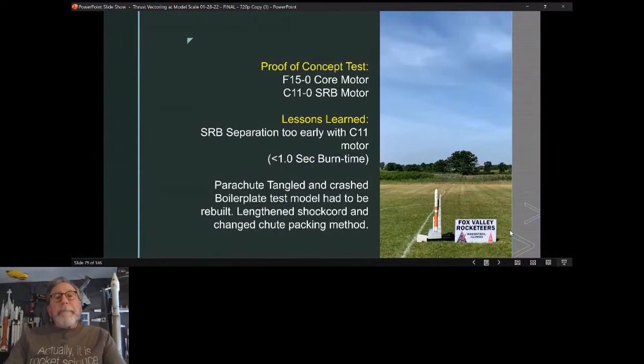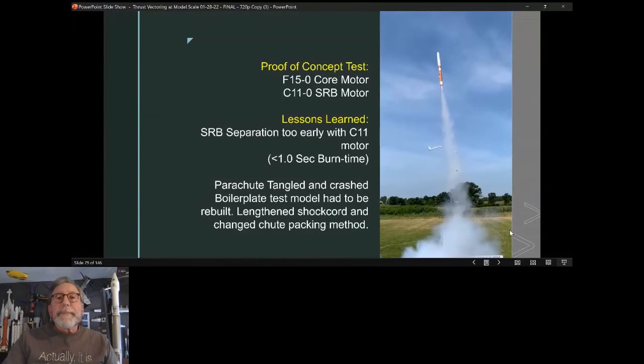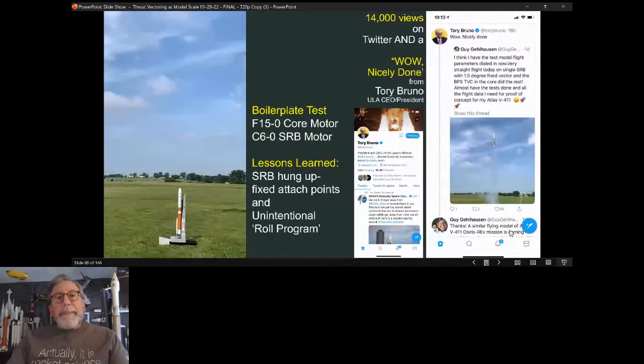Also, I was moving up the scale on the SRB motors, and this is a C11. But what I found out is that it separates way too quickly. And also this one, the parachute tangled, so I lengthened the shock cord and changed my parachute packing.